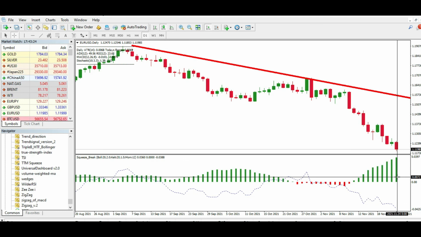In my opinion, euro dollar and British pound dollar are not good for buying until the end of this year. Maybe I will skip January because of the huge volatility in January. It's always a huge volatility in the forex market, so maybe I will skip this moment and I will not trade.